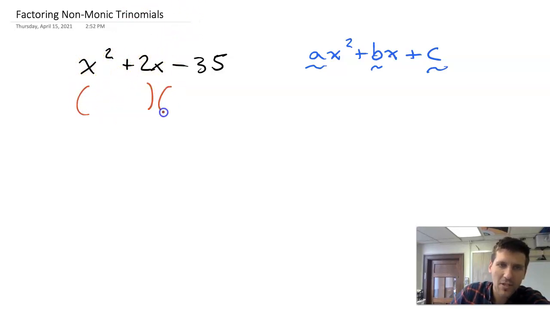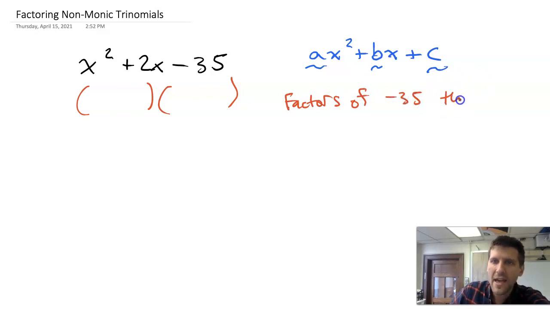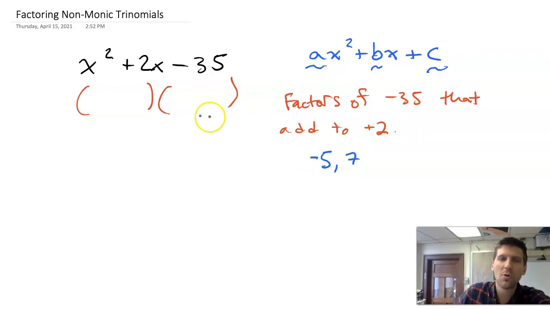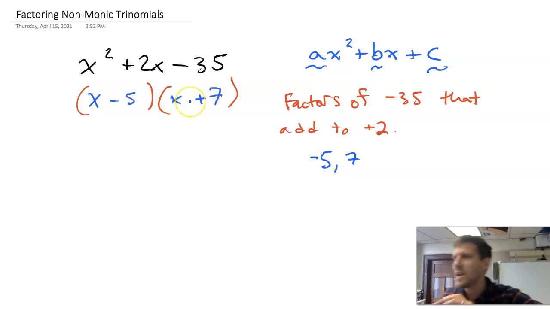So I think you're familiar here with this format, I hope. If I'm to factor this into two binomials, I need to see what are the factors of negative 35 that add to positive 2. So I could start listing my factors of negative 35, and eventually I'll end up, well, negative 5 and 7. Those multiply, so I could then factor it to x minus 5 times x plus 7. That's my bread and butter monic factoring.